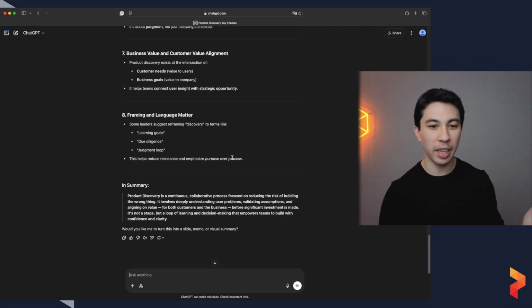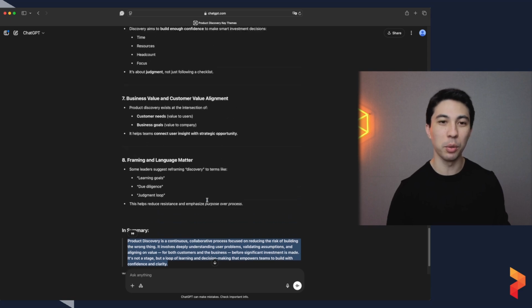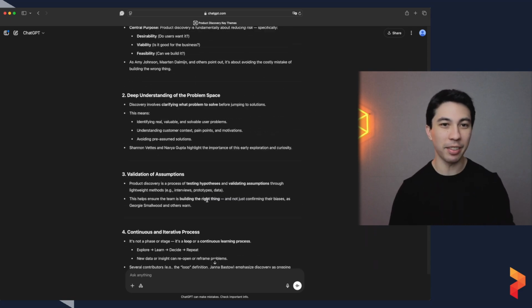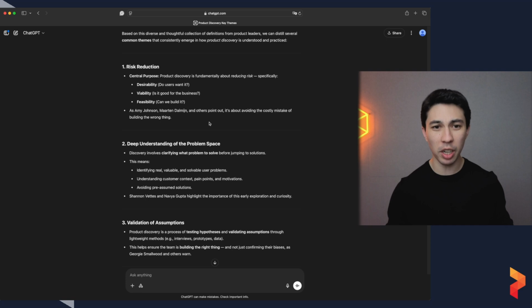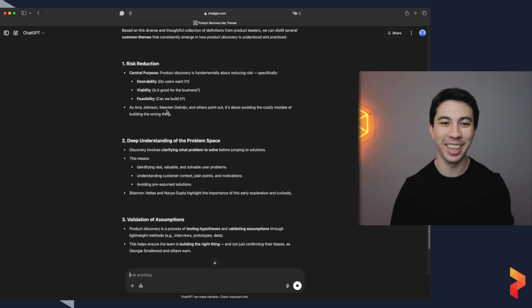So it came up with eight, and it did its own summary. Okay, cool. So what do we have as the eight themes? We've got risk reduction, which is a theme that I also identified. Definitely desirability, viability, feasibility. It also quoted some people in there.